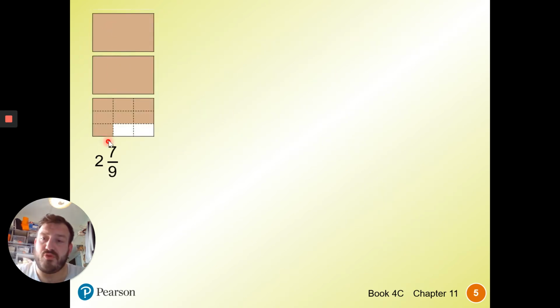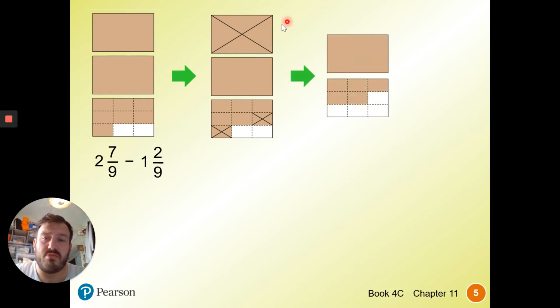So we've got 2 full ones for this number here, and we've split it up into 9 parts, and we've shaded 7 of them. We're going to remove 1 whole part and 2 of the 9ths. So now how much do I have left?